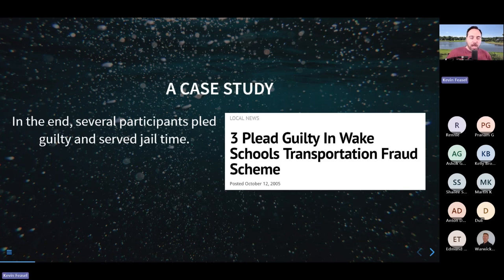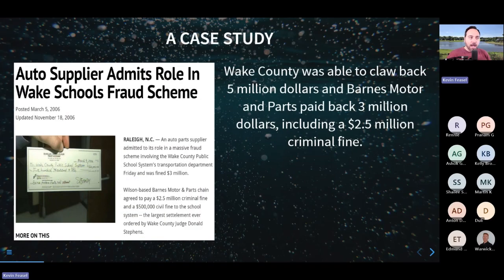After all this was done, this was in the papers for a while, and you can see the articles posted in 2005. So it's actually just about 20 years ago, almost literally 20 years to the day for this particular article. Several people pled guilty for both the county employees as well as the auto parts company. Several people served jail time. The county was able to claw back roughly $5 million. In addition to that, the motor parts company, Barnes Motor and Parts, paid a $2.5 million criminal fine for their actions in this.